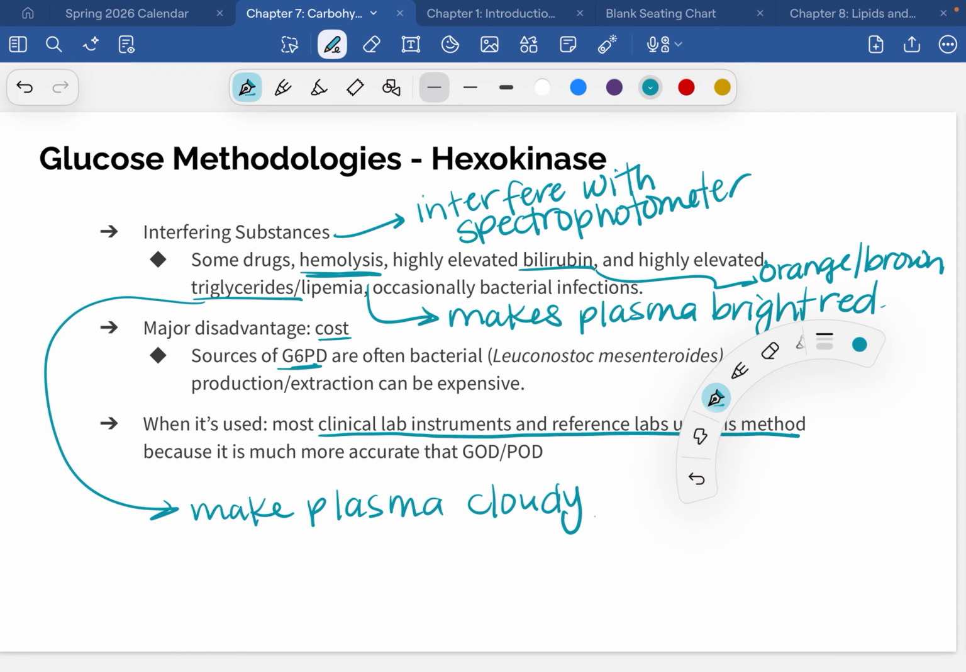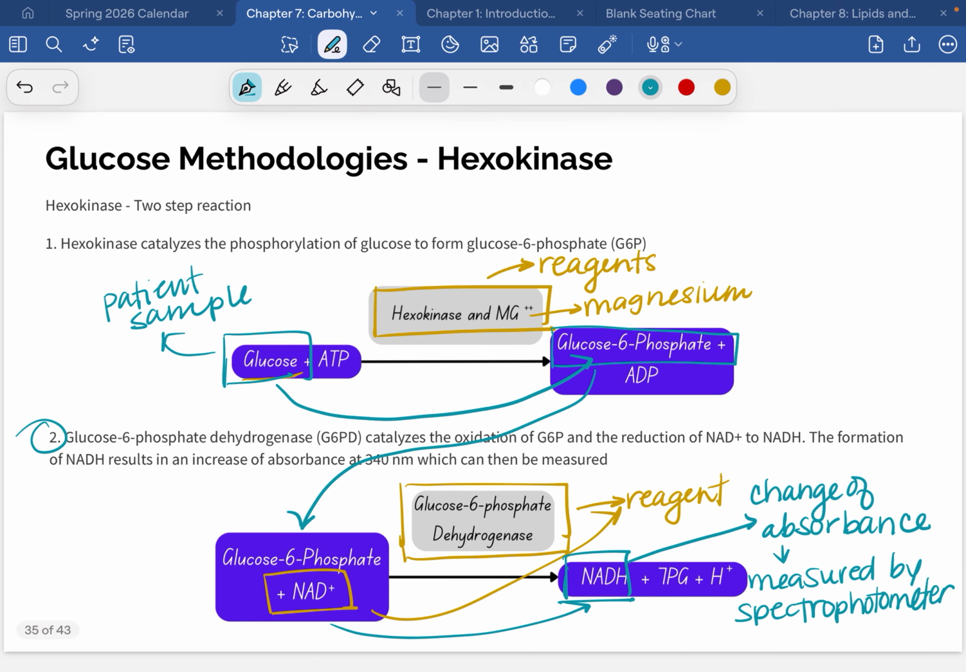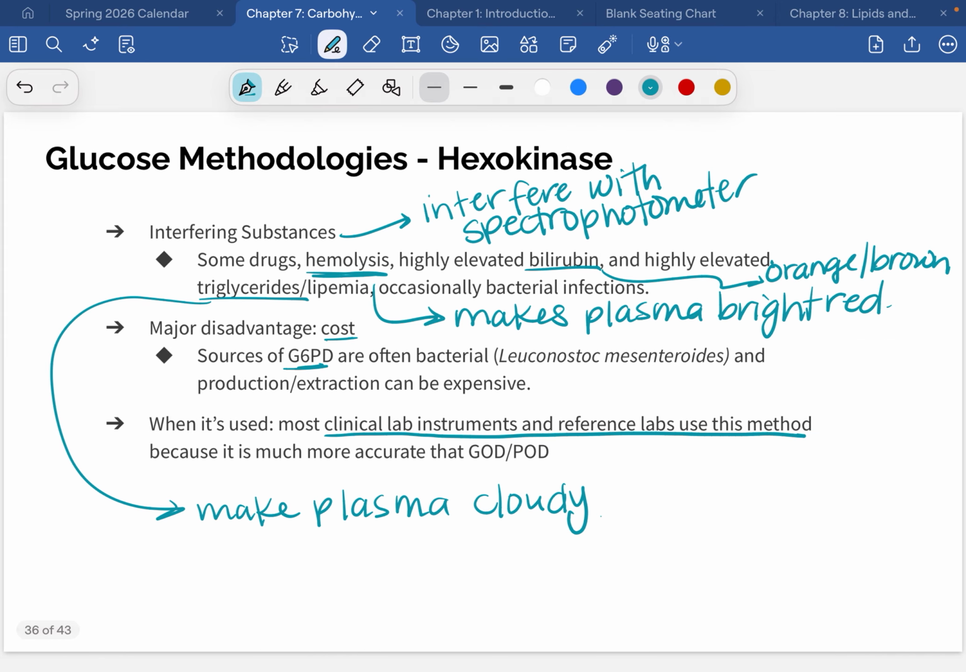Okay, so those are the two major methodologies that measure glucose. Glucose oxidase, again, is very effective. It is less specific, but it costs less, and it is useful for at-home monitoring systems. And then hexokinase is highly specific. It's a really good measuring tool, but it has a really high cost. So it's mostly used within clinical lab instruments.